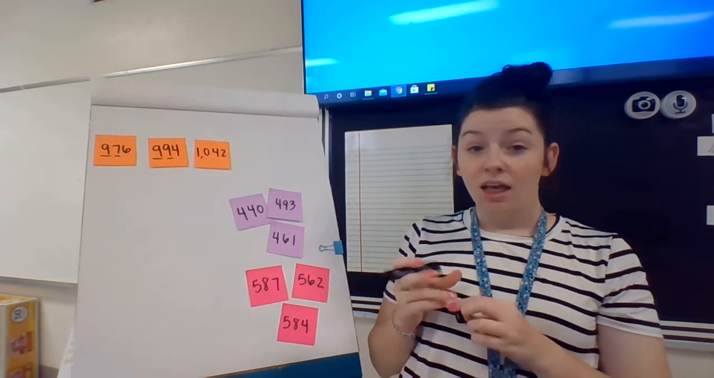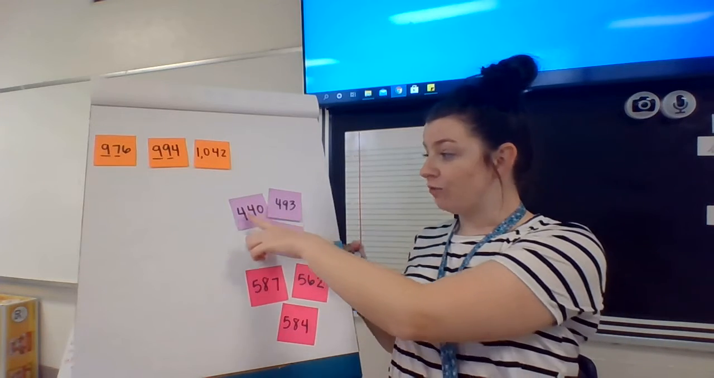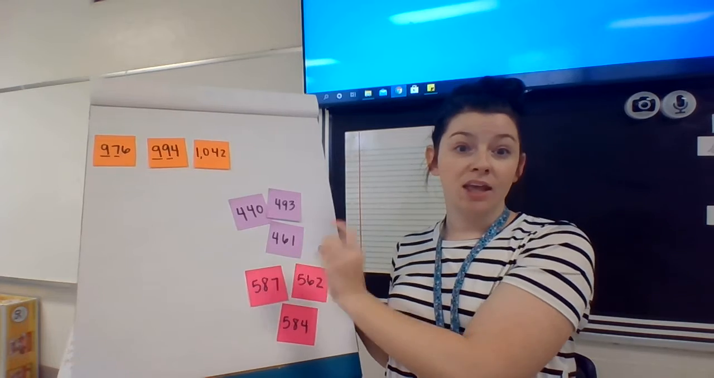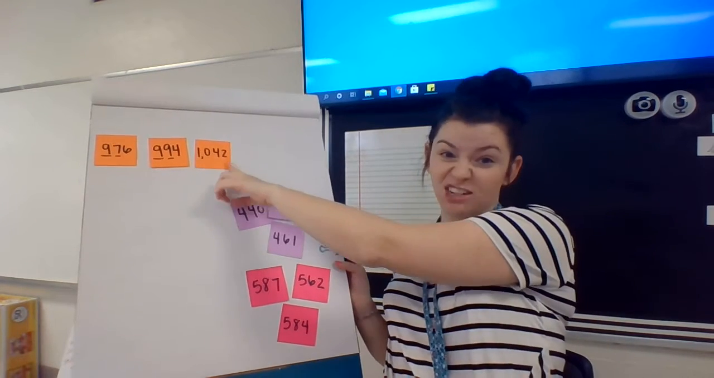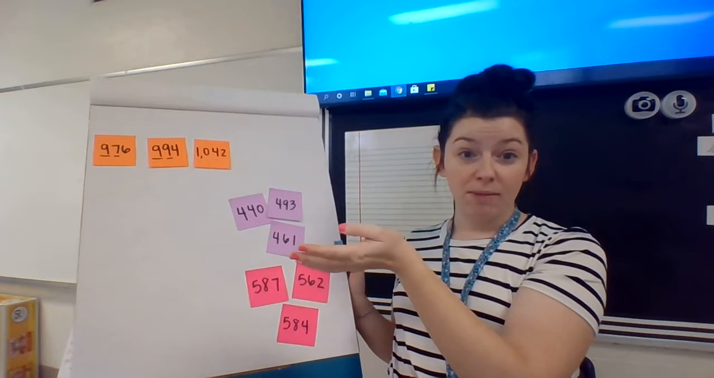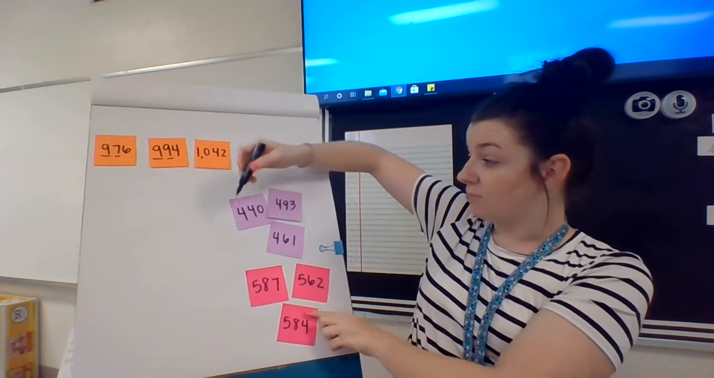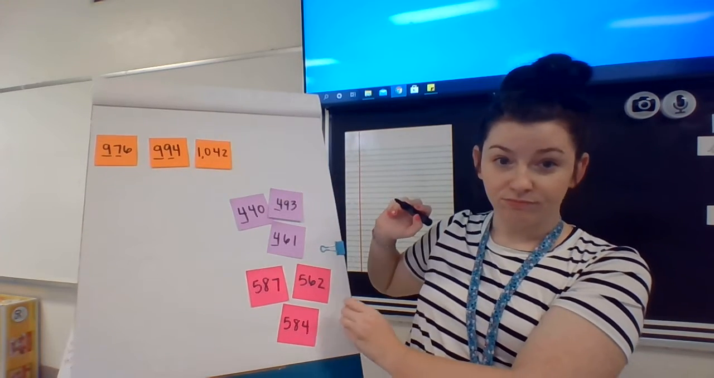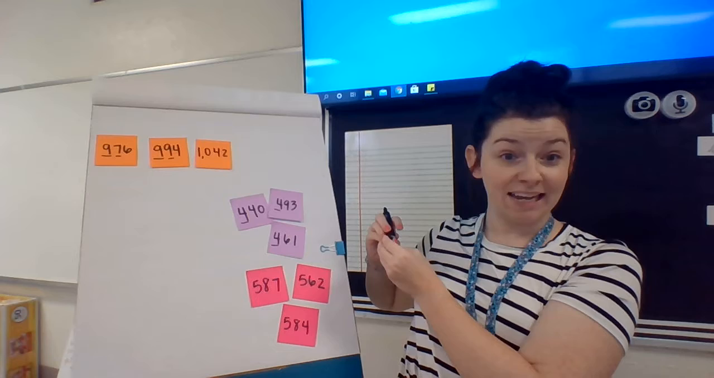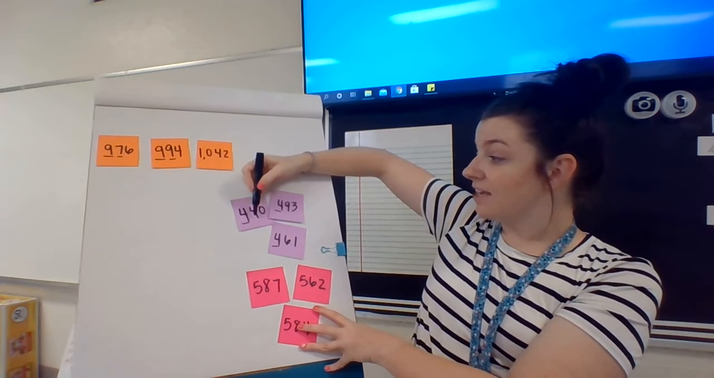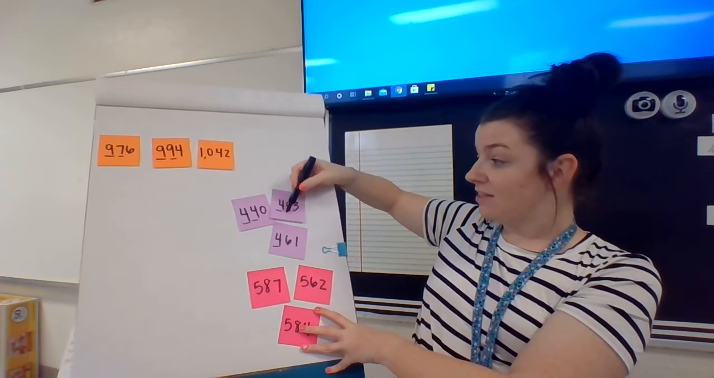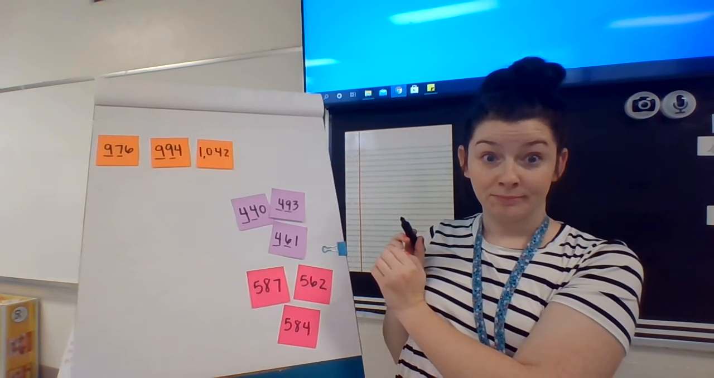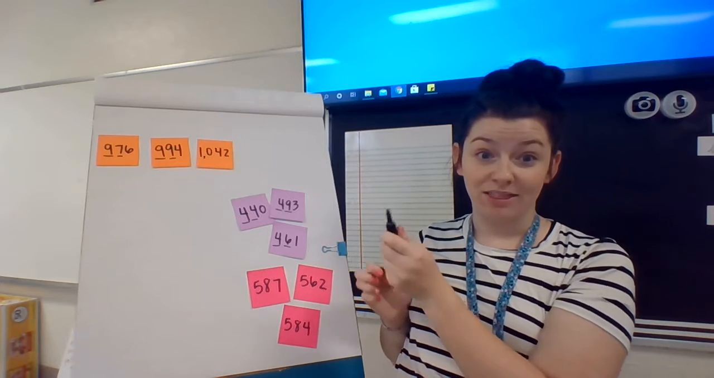Let's do another one. These numbers are 440, 493, and 461. None of them are like my thousands where I just knew it was the biggest. So let's compare our values. In my hundreds place, I have a 4, and I have a 4, and I have a 4. I don't know where any of them go. Look at the tens. In this tens place, I have a 4. In this tens place, I have a 9. And in this tens place, I have a 6. Now I can do something with them.